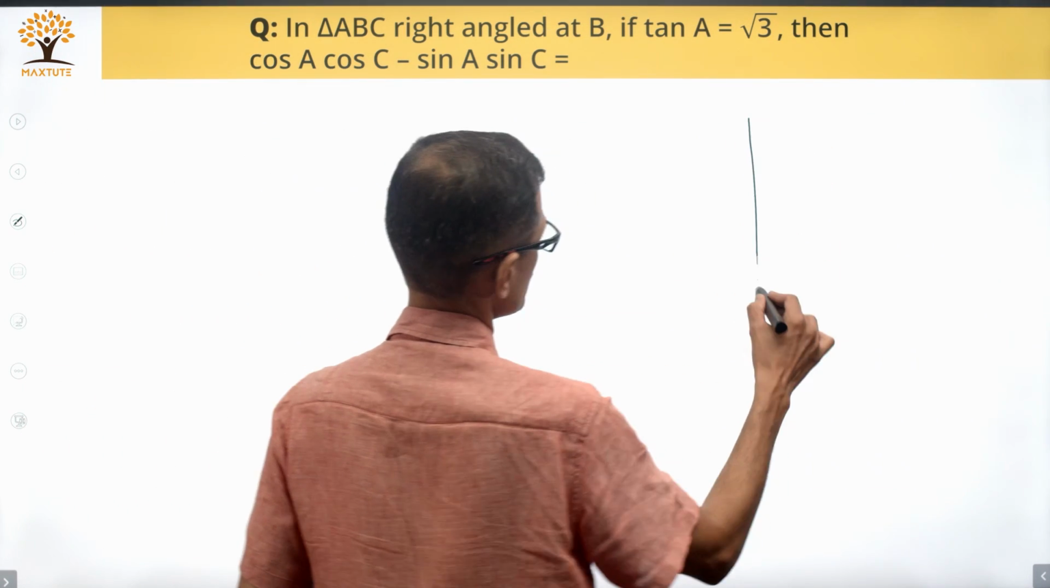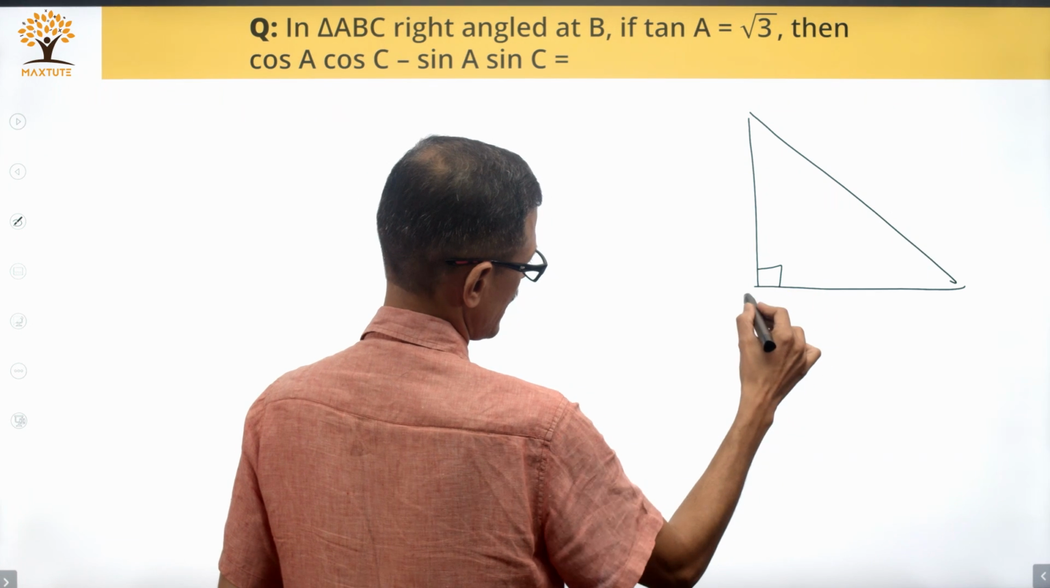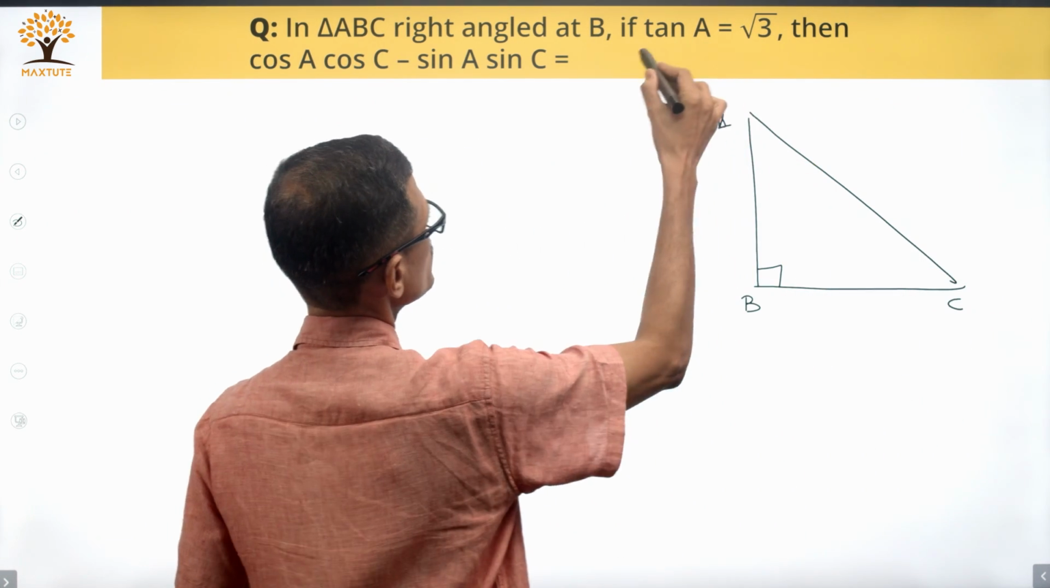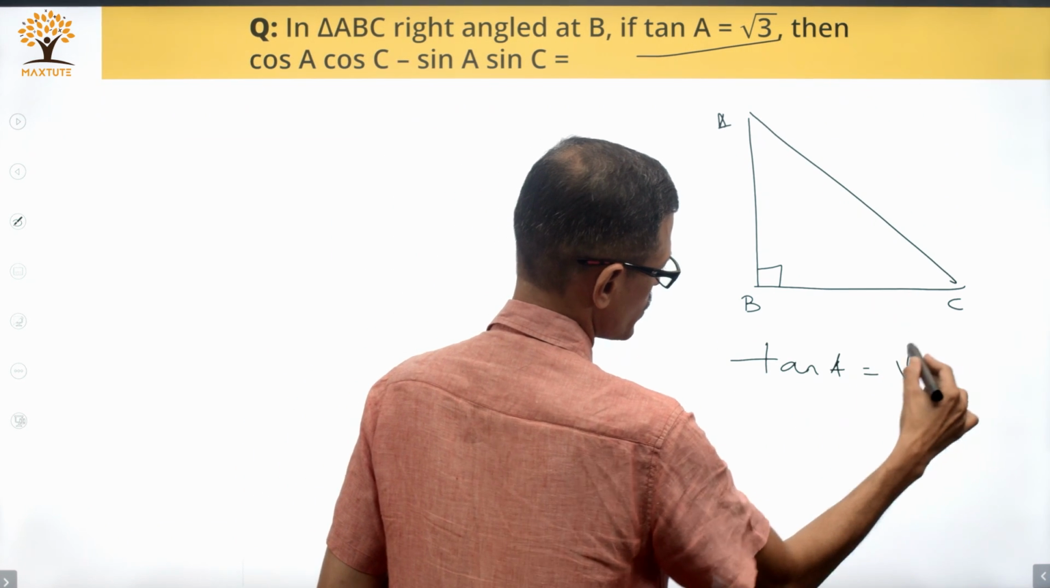Let us draw the triangle. This triangle is said to be right angled at B. So, the right angle is B. Take this angle to be A, this angle to be C. What is known is tan A is equal to root 3.